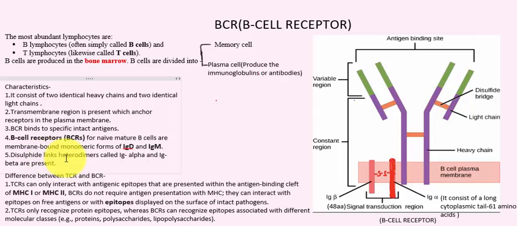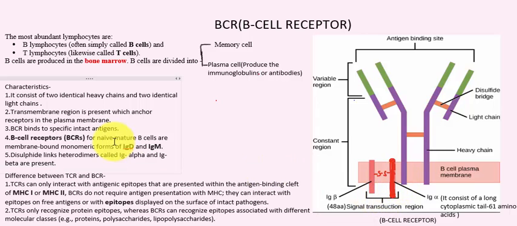The disulfide-linked heterodimers called Ig alpha and Ig beta are present. You can see in this picture, this is the Ig alpha and this is the Ig beta heterodimer. The Ig alpha consists of a long cytoplasmic tail of 61 amino acids and the Ig beta consists of 48 amino acids. The alpha and beta tails are long enough to interact with the intracellular signaling molecules. So you can say the heterodimer, the alpha and beta chain, they are responsible for the signal transduction, or you can say this is the signal transduction region.